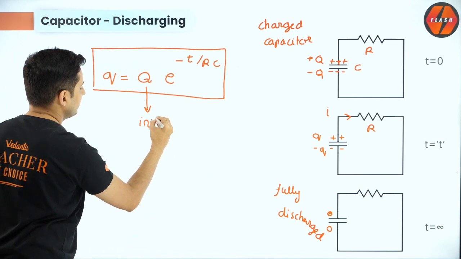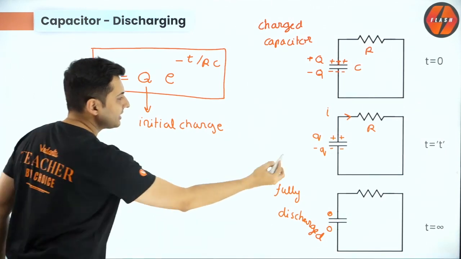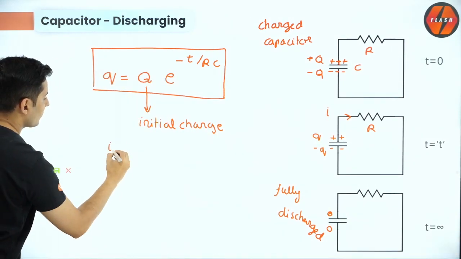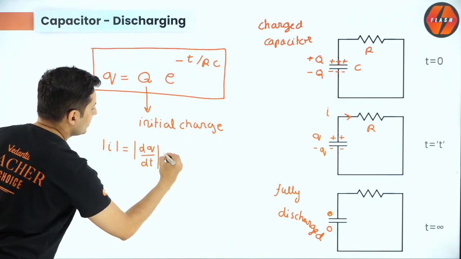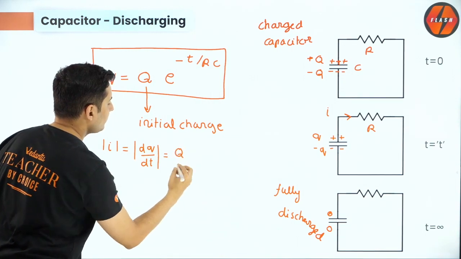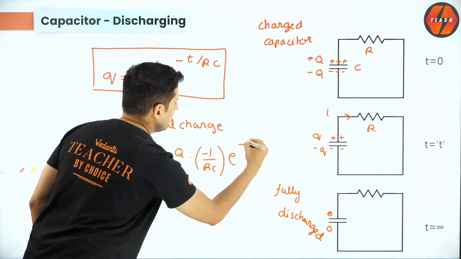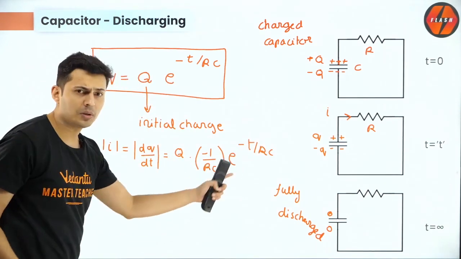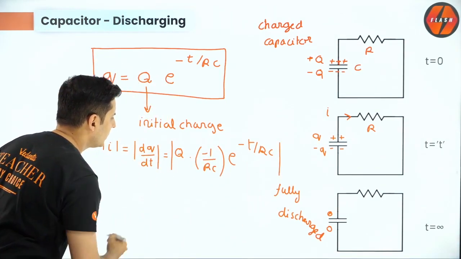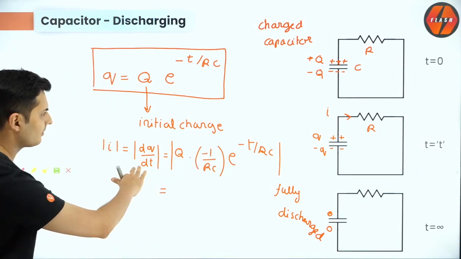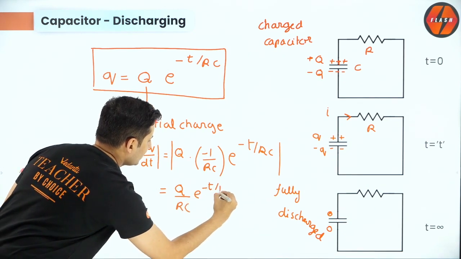Remember, this is the initial charge on the capacitor. And if you are interested in the current, just differentiate this. So if I am interested in the magnitude of the current, just take dq by dt, which will be nothing but q into the derivative of this, which will be minus 1 by RC into e to the power minus t by RC. That is using the chain rule. You should be very well familiar with this, all right? And because we are only interested in the magnitude, that minus sign can be forgotten and it will become q by RC into e to the power minus t by RC.